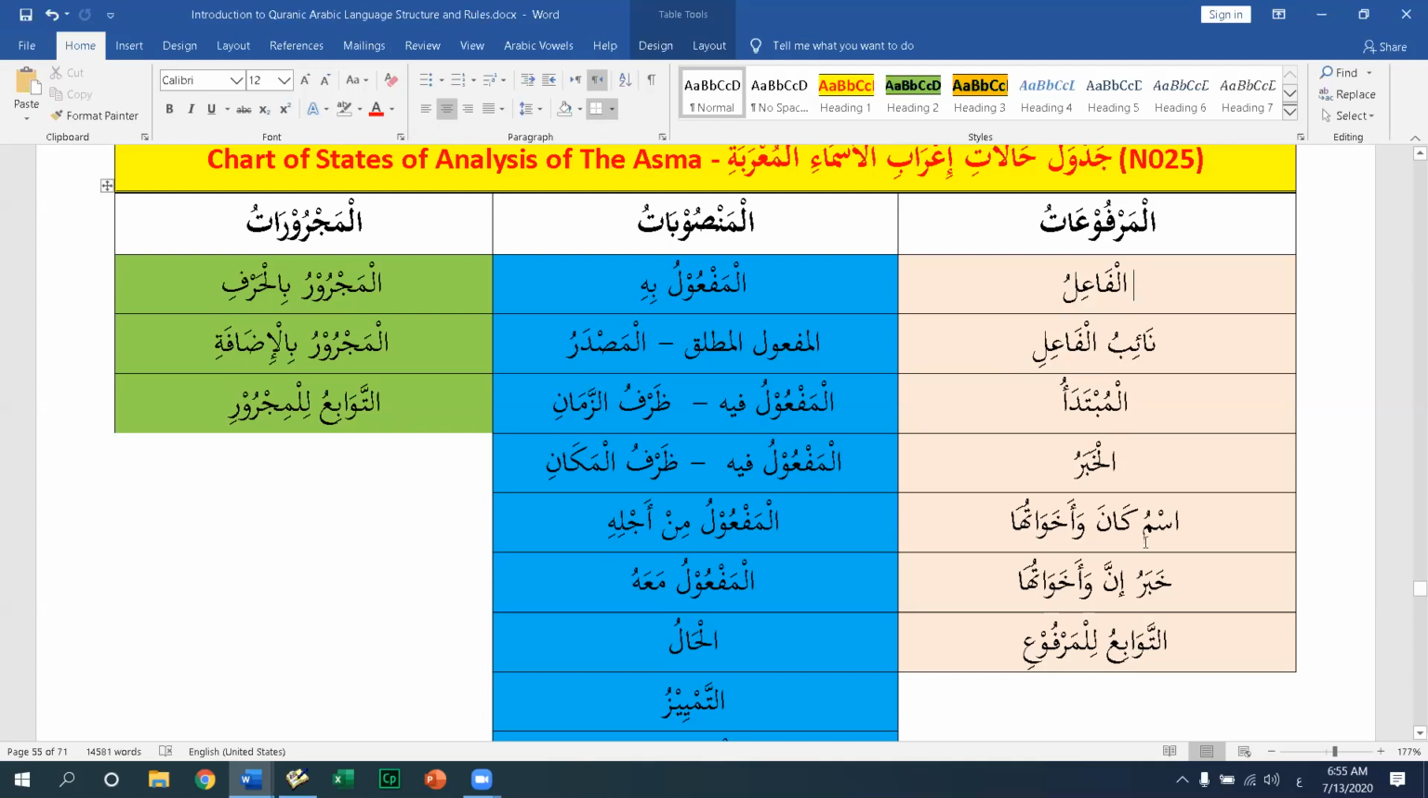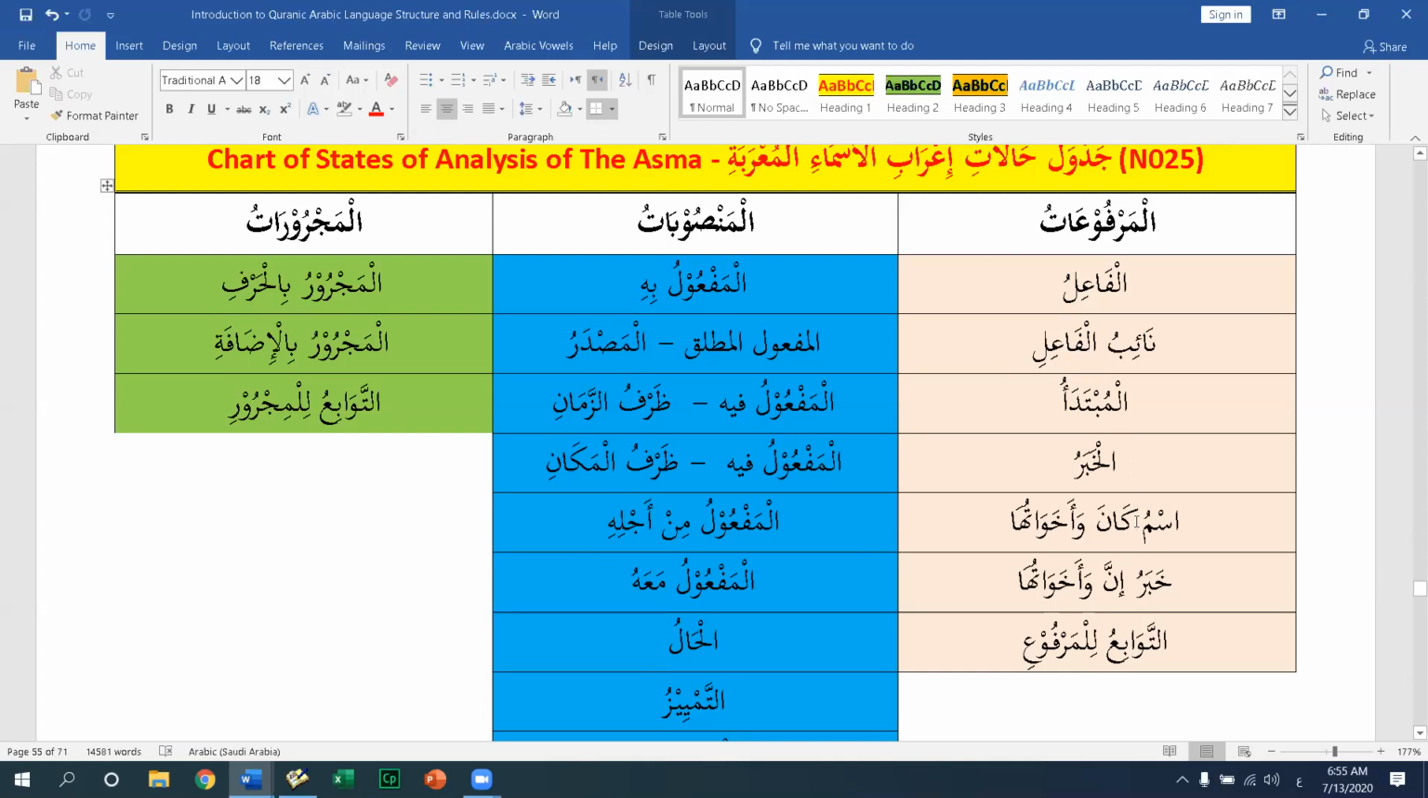But we will study each one independently. I'm just going over the chart. Na'ibul fa'il is marfu' also. The substitute for the fa'il, that's when the verb is what we call mabniun lil majhul, when it's in the passive form. Al-mubtada'u, the mubtada is marfu' by default. Al-khabaru is marfu' by default.